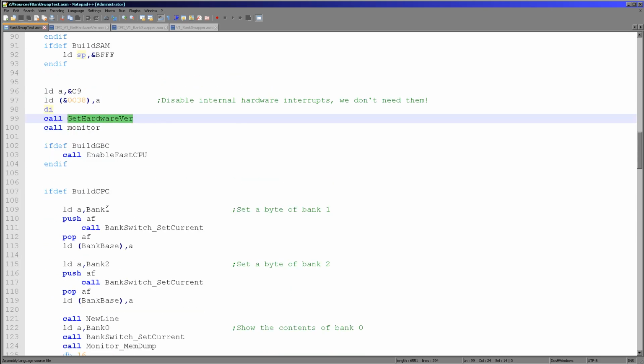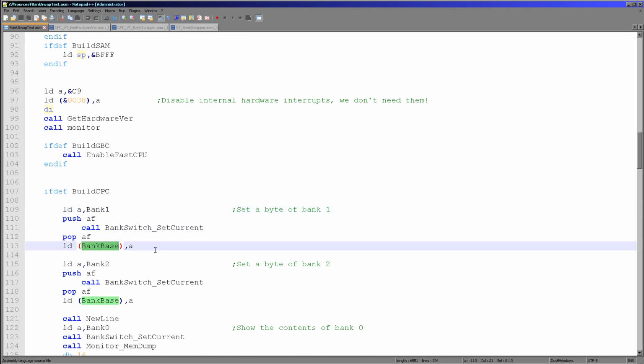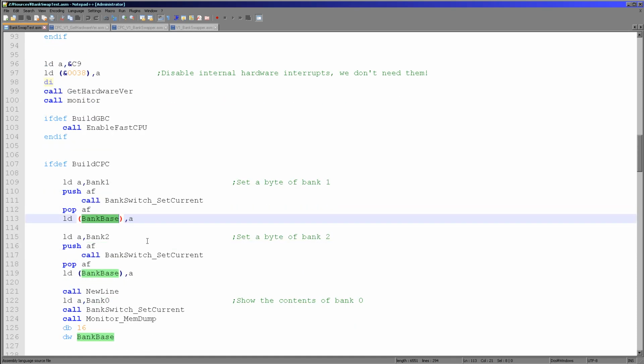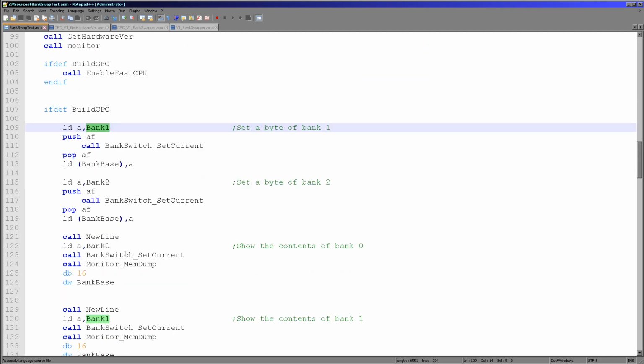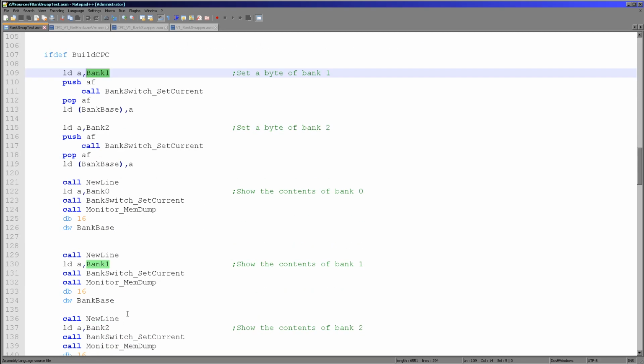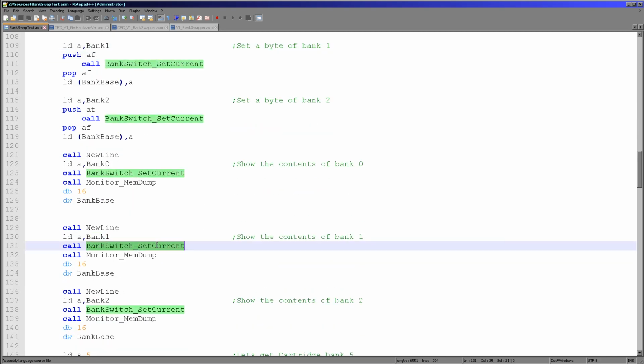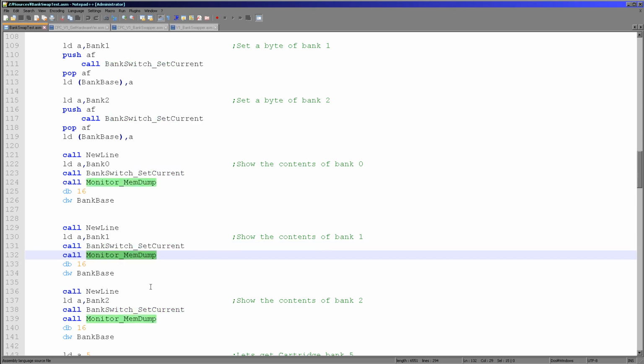And then we defined this base bank command, and we're going to write some data into the extra memory banks here, just the bank number, which will be C0 onwards, and then we're going to dump bank 0, bank 1 and bank 2 to screen. We're using this set current command which will page in that bank, and we'll have a look at those definitions in a moment. And then we're using the monitor mem dump to show a line or two of those banks.